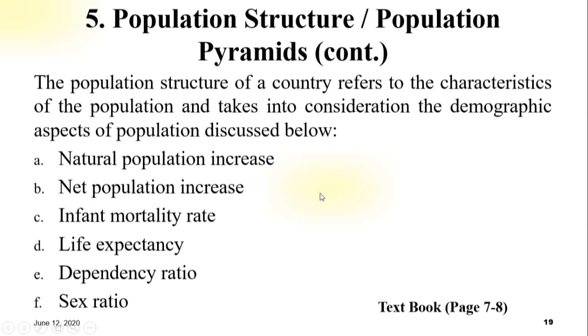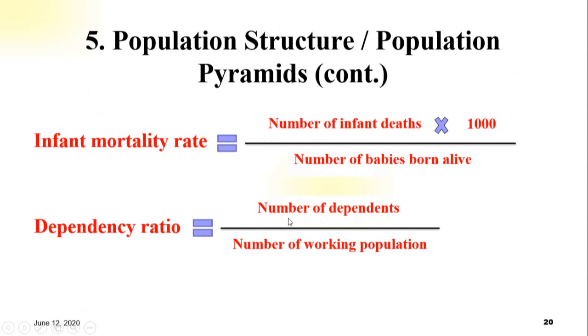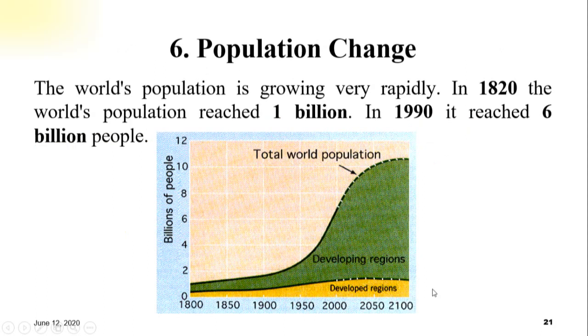We continue from point number 5, population structure or population pyramids. In these 6 points, there are two formulas: infant mortality rate and dependency ratio. Let's go together. The formula of infant mortality rate equals the number of infant deaths multiplied by 1000 and divided by the number of babies born alive. The second formula is dependency ratio, which equals the number of dependents divided by the number of working population. You can read these formulas in the book. Now move to one more slide.